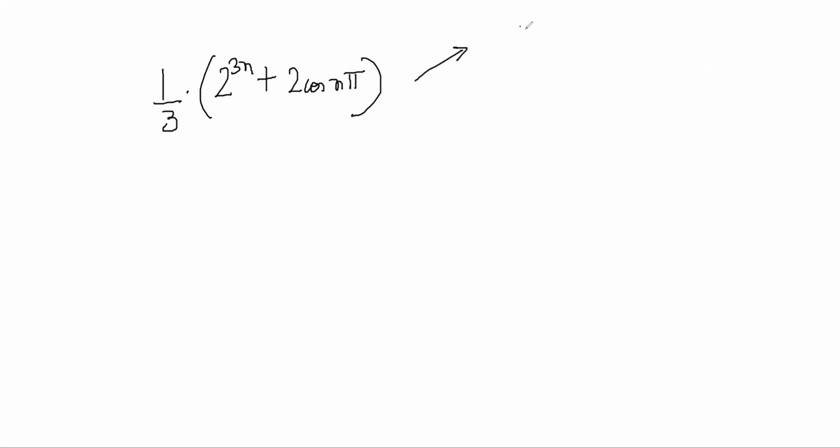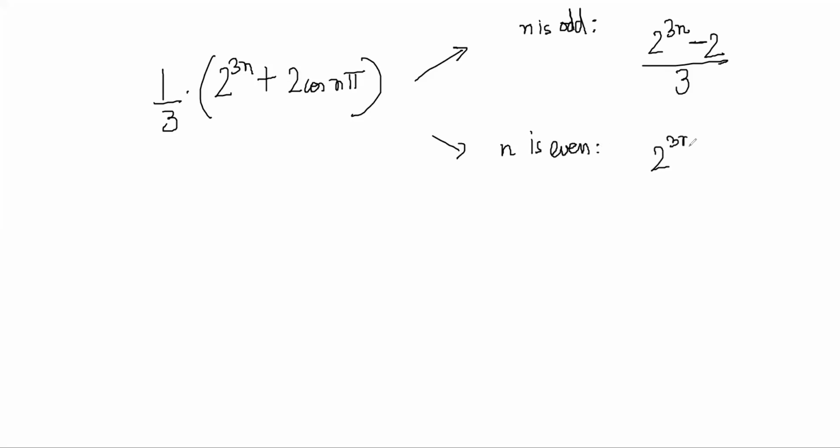So if n is odd, it will be (2 power 3n minus 2) by 3. If n is even, it will be (2 power 3n plus 2) by 3, right?